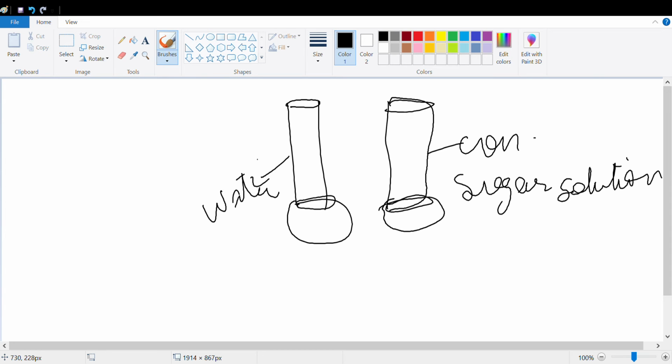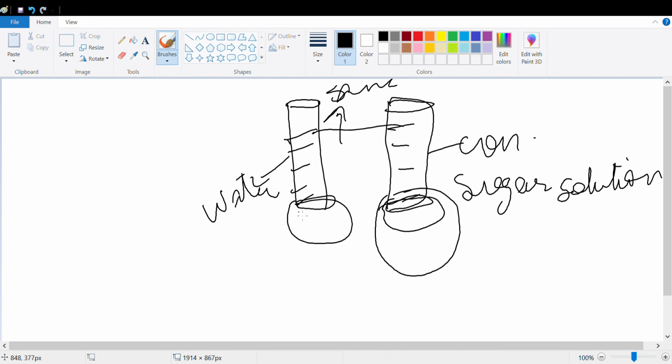You tell me which density is higher, the water or the sugar solution? The sugar solution will be higher, the concentration will be higher, so the density will be higher. So if you fill it up like this until here, the same length, what will happen? This will bulge slightly more than this. You see slightly more, like here. It bulges slightly more because of the increase in the density of the liquid.